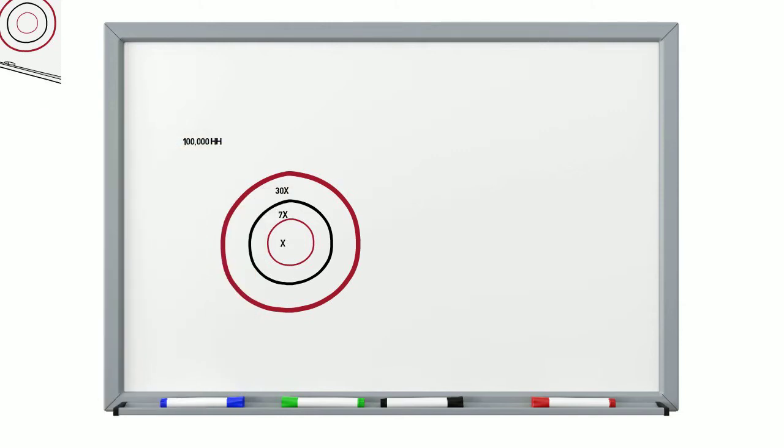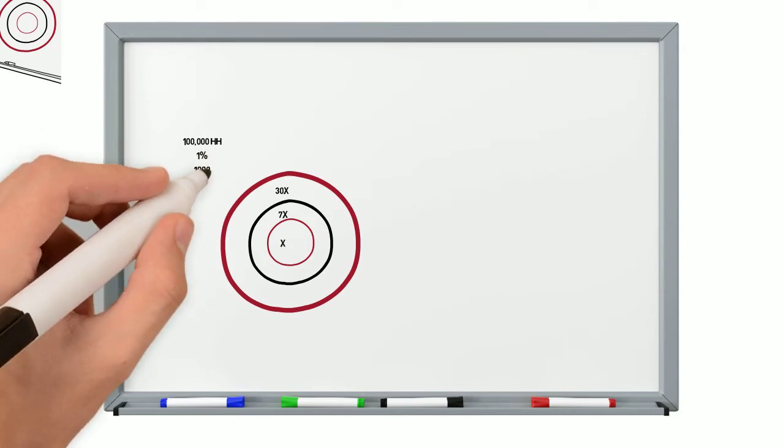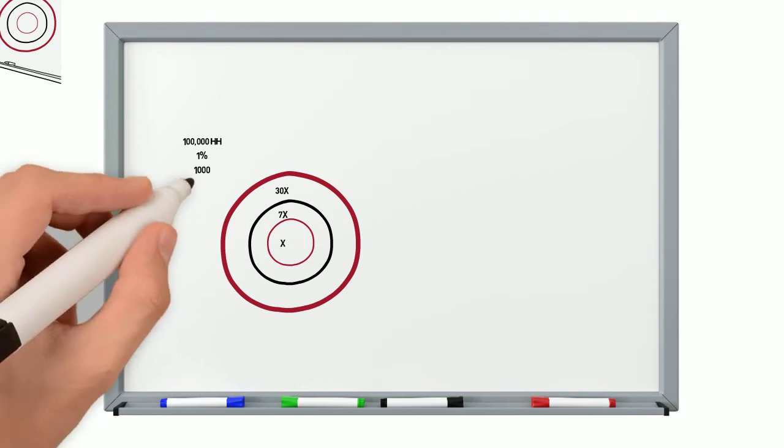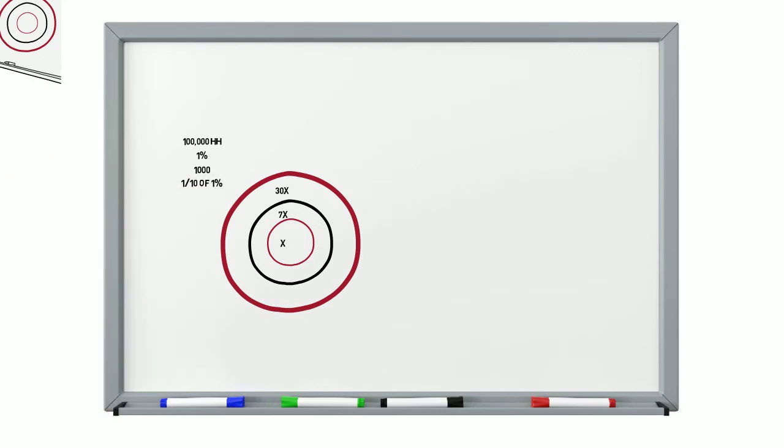Now, we're in this mythical market of 100,000 households. If 1% of those households needed a TV, we'd sell 1,000 TVs today. Seems a little high. 1/10 of 1%, maybe even a little low, but let's say X equals 100. Then 7X is going to equal 700, and then 30X, 3,000 TVs. Now we can get excited about selling 3,000 TVs.